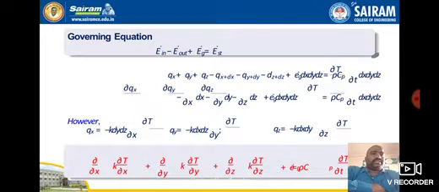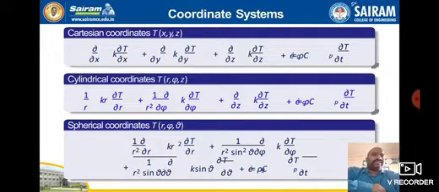Once you understand this equation, we can write it in a different form. That is, dou by dou x of k into dou T by dou x plus dou by dou y of k into dou T by dou y plus dou by dou z of k into dou T by dou z plus E is equal to rho Cp dou T by dou t. So this is the three-dimensional heat conduction equation in Cartesian form. If the material is made up of the same material, the k becomes common, that is, Kx is equal to Ky is equal to Kz. So this is the three-dimensional heat conduction equation.